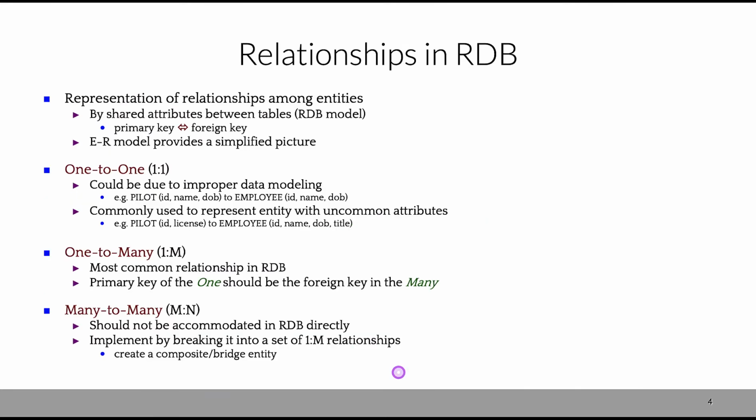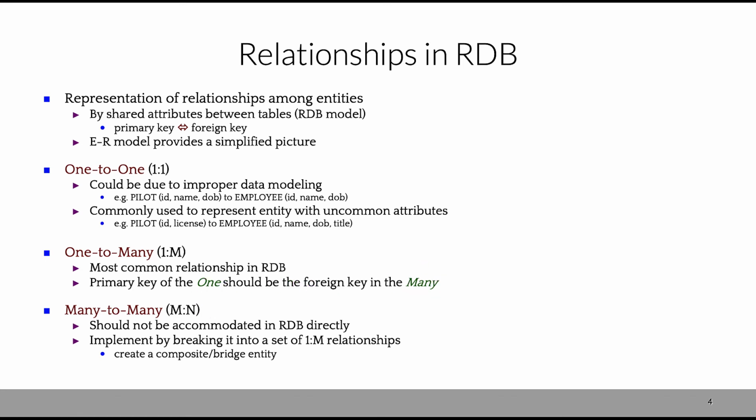Entities in our database can have different types of relationships. We already know that we have a relation between primary key and foreign key, but the relation can also be one-to-one, one-to-many, or many-to-many. Let's look at the one-to-one relationship. The type can be due to improper data modeling, or it can also be used to represent an entity with uncommon attributes. One-to-many is the most common relationship in relational database modeling. And the primary key of the one will be the foreign key to the many.